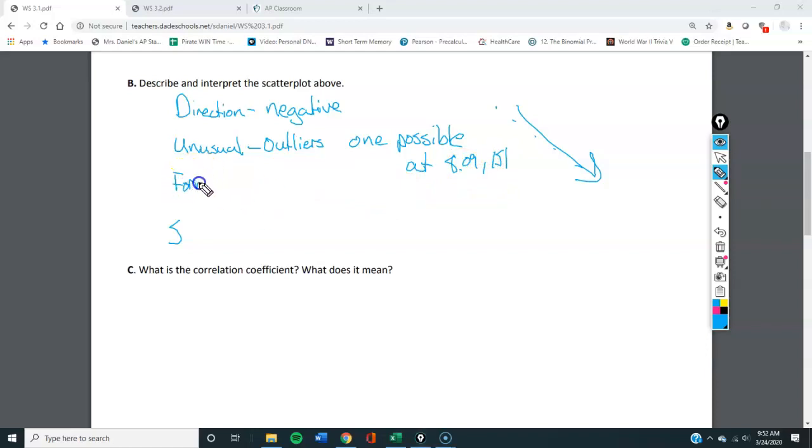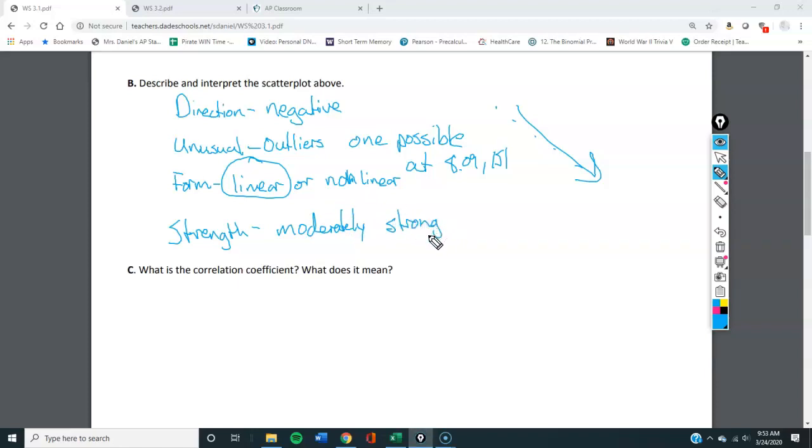F is form. Is it linear or nonlinear? This one looked like a line, so I'd say it's linear. And S is going to be my strength. Is it strong? Moderately strong? This one I would have said was moderately strong. When you looked at it, it looked like all the points were moderately strong. Don't be afraid to use those adjectives.